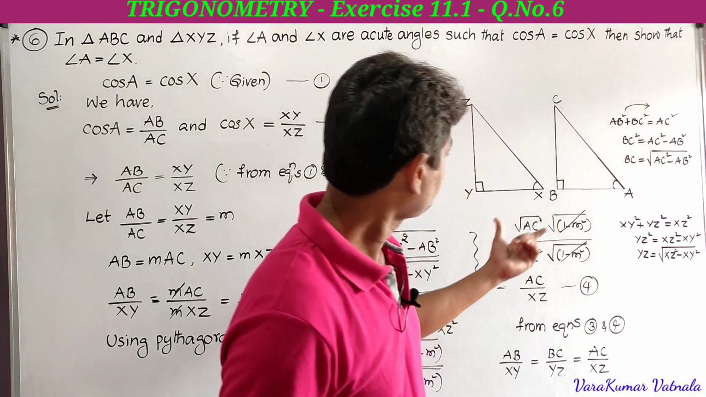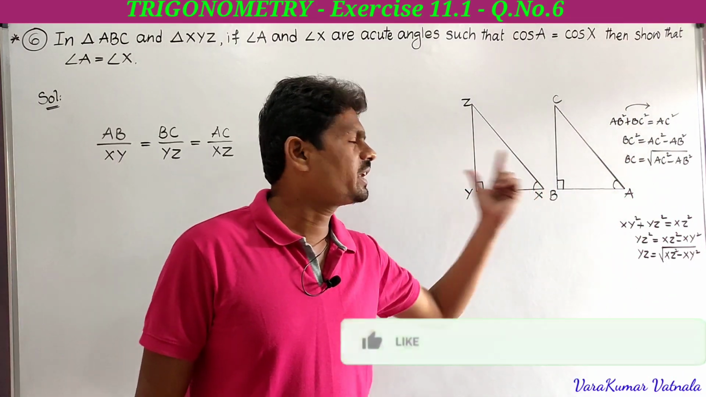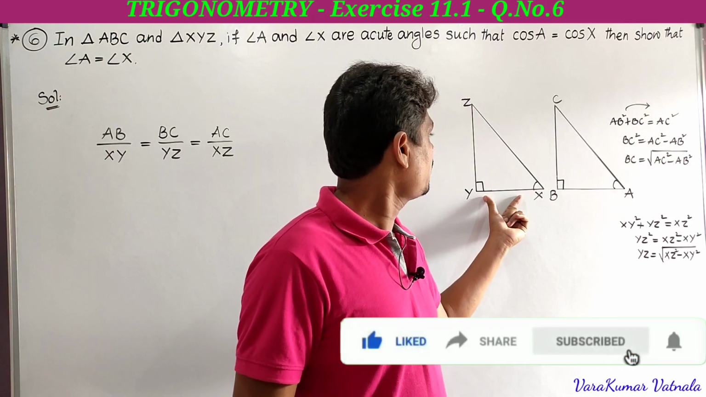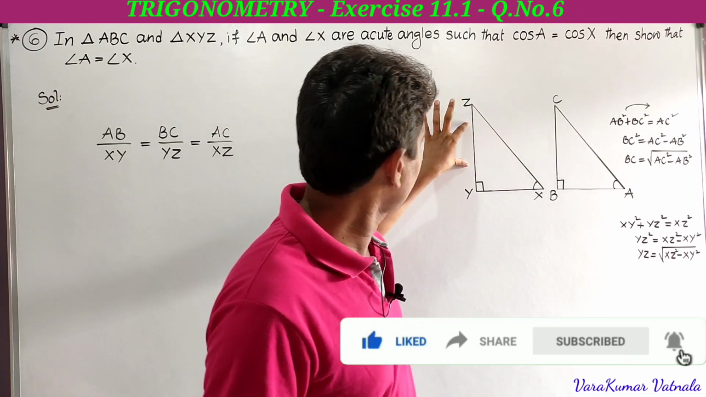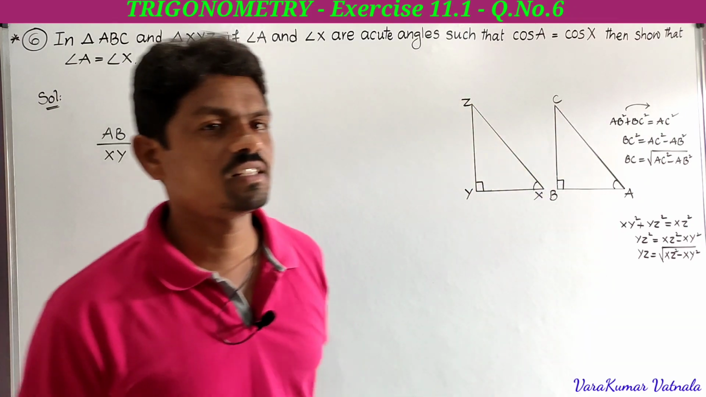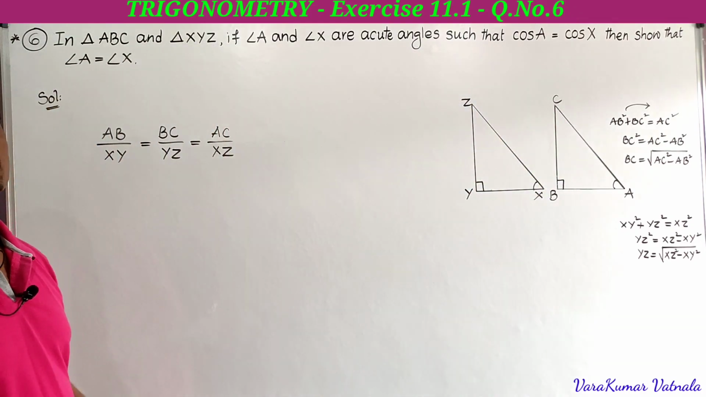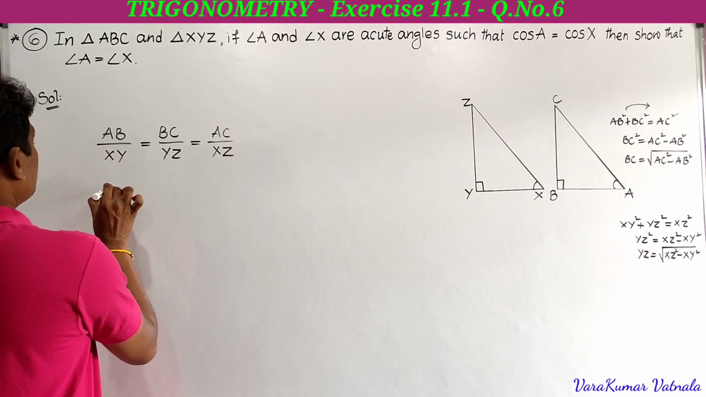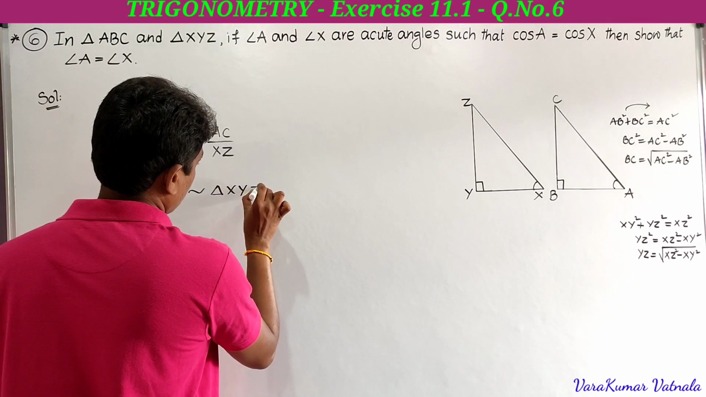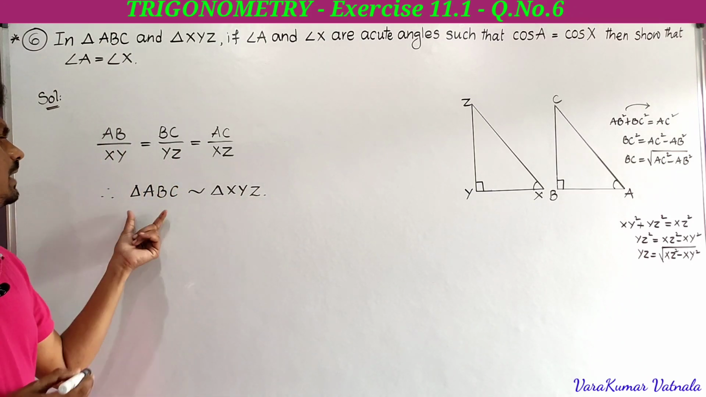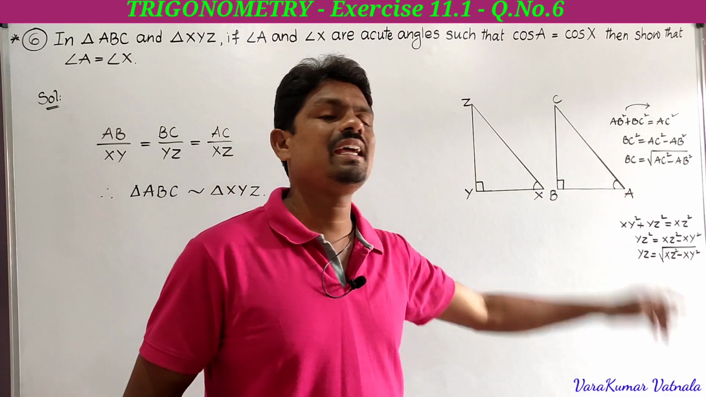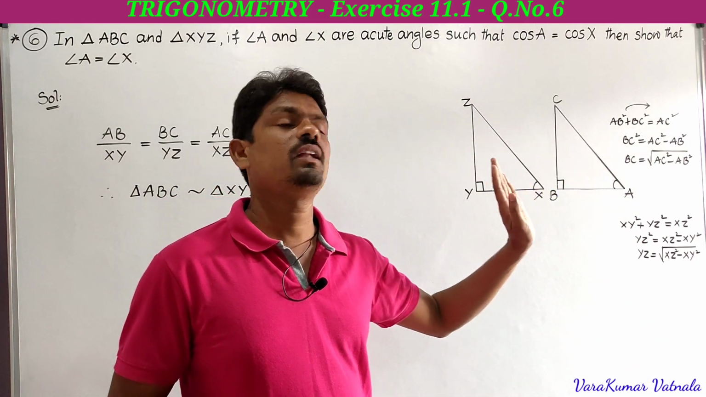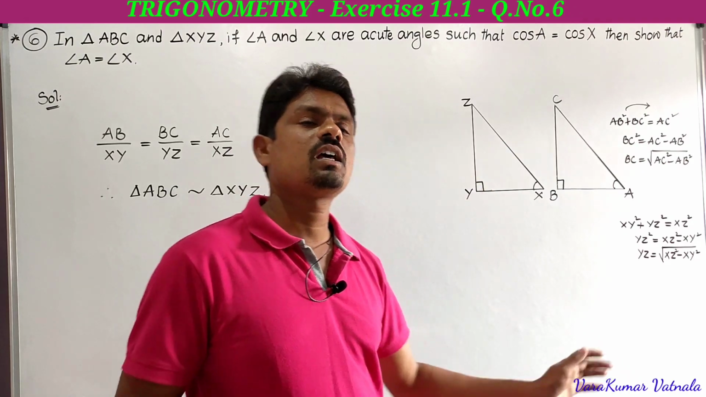So see here. Since the ratio of the corresponding sides are equal, that is AB by XY is equal to BC by YZ is equal to AC by XZ. So these are the corresponding sides. The ratio of the corresponding sides are equal. Therefore triangle ABC is similar to triangle XYZ. So if triangle ABC is similar to triangle XYZ, therefore the corresponding angles are equal.